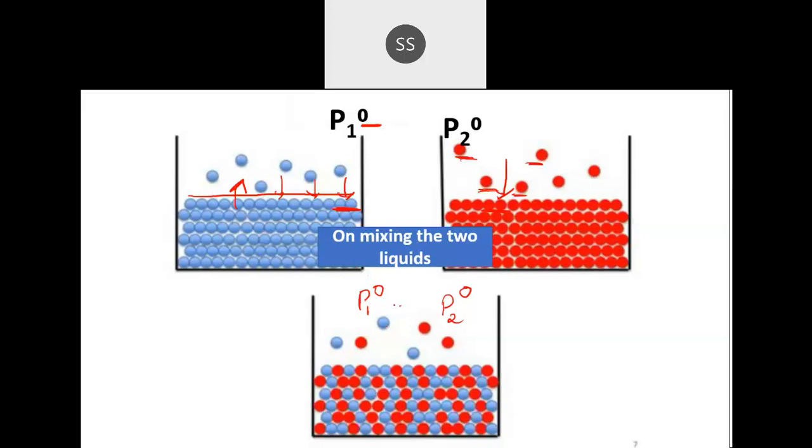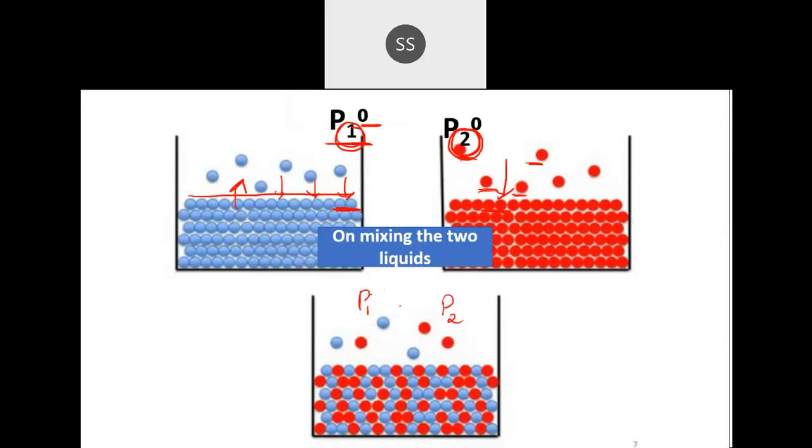Why can't I write P1 naught? Because P1 naught is the 100% vapor pressure of that one solvent only. When you have mixed, a little pressure will be exerted by the first solvent, and some pressure will be exerted by the second solvent, correct? So then it will not be P1 naught and P2 naught. It will be a combination of both. So we can't write this as P1 naught and P2 naught. Instead of that, we write P1.